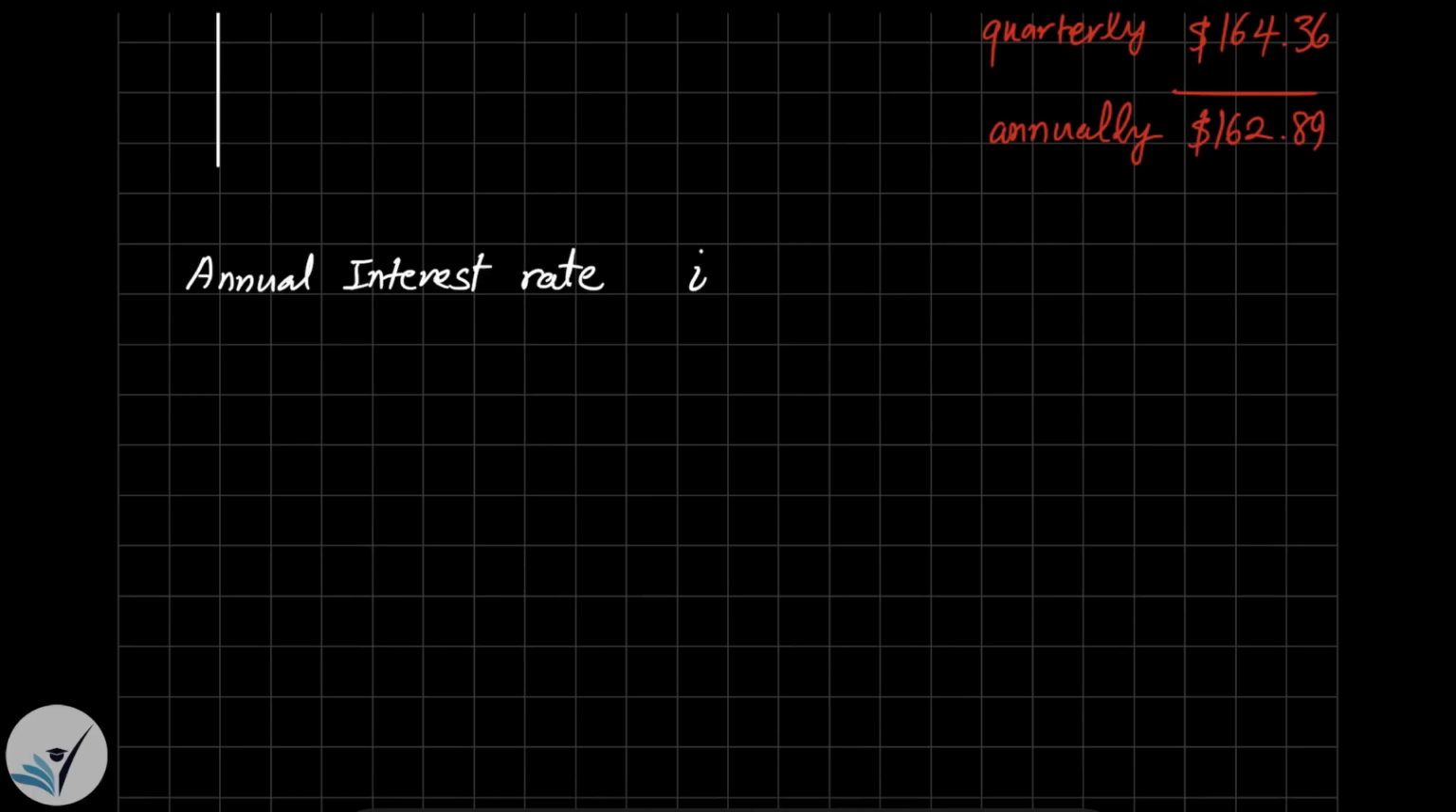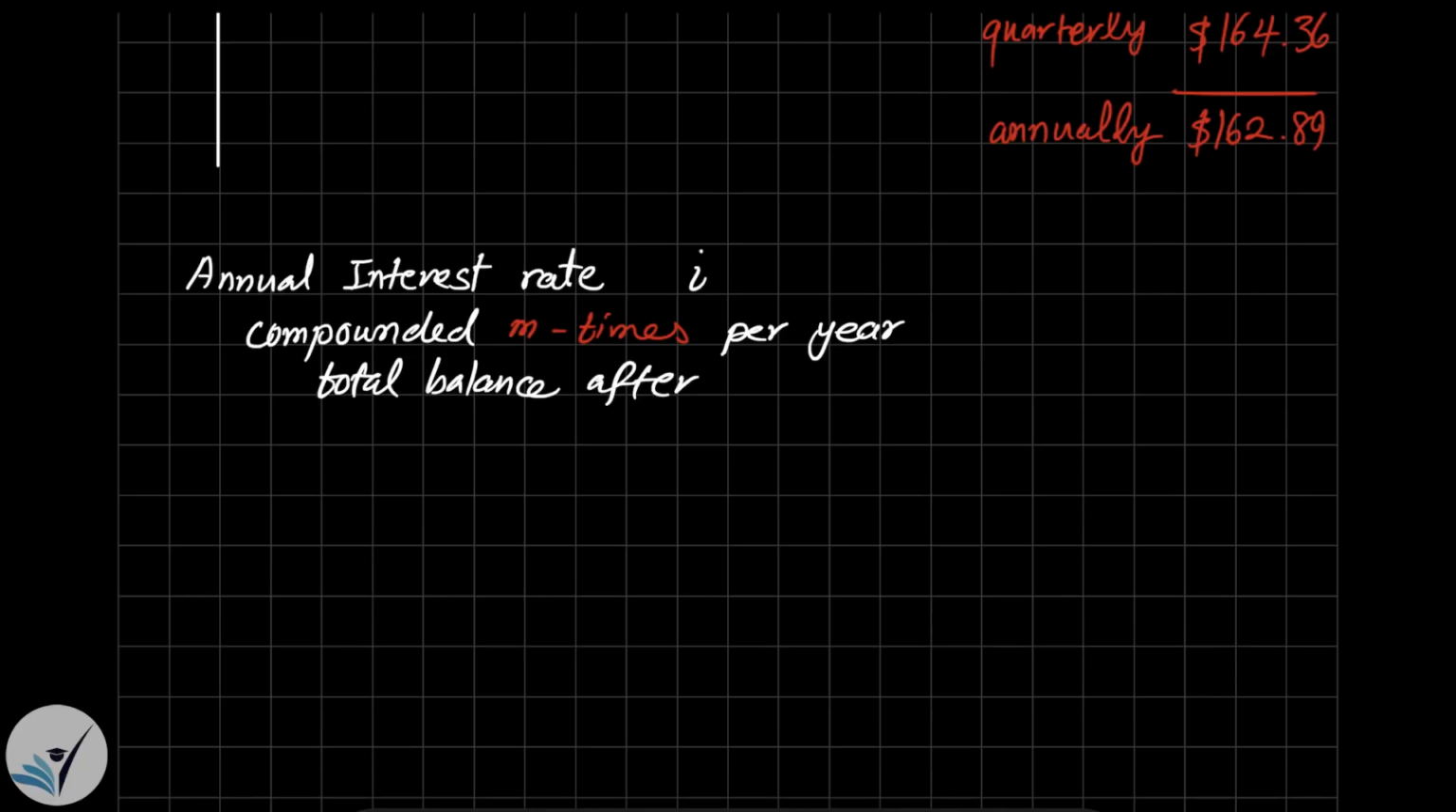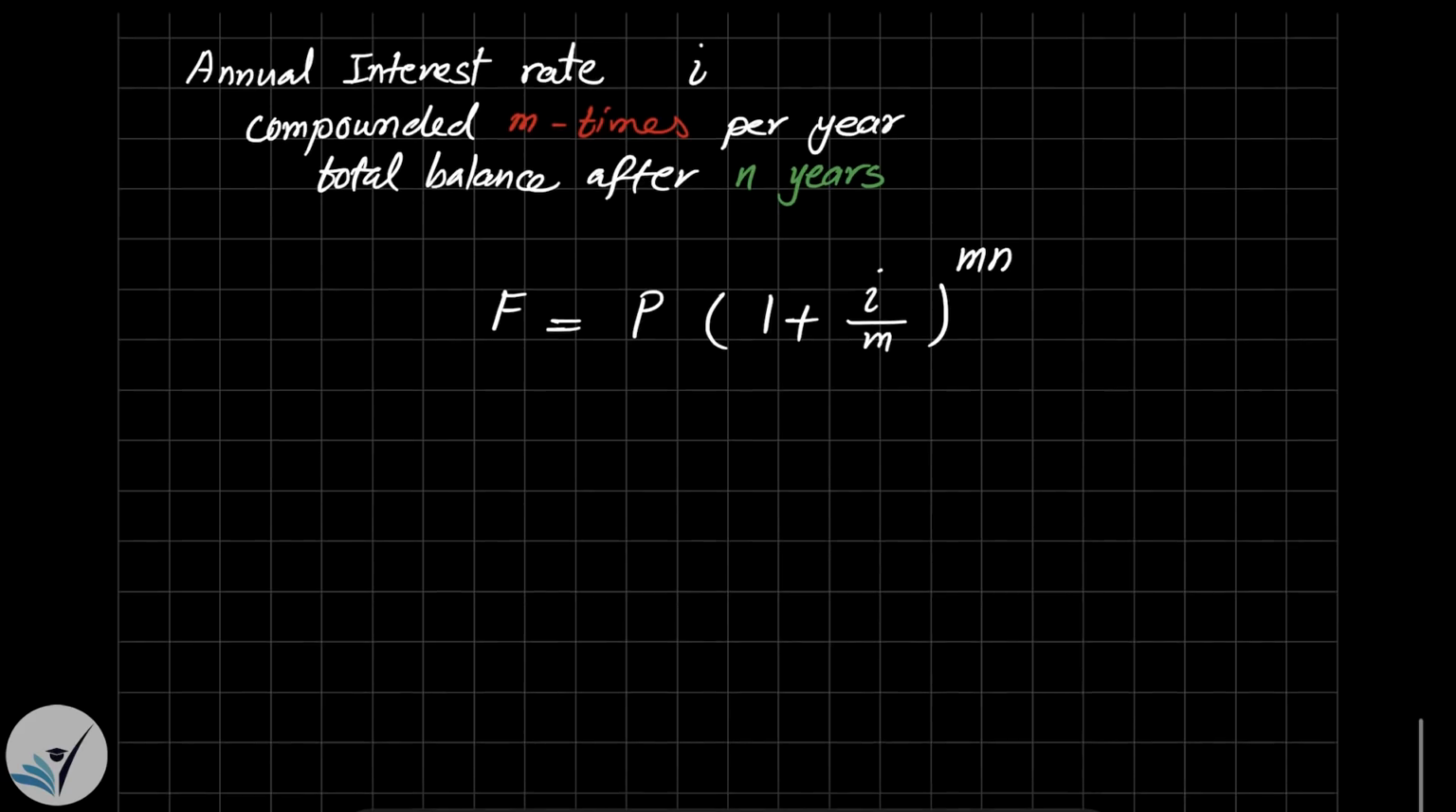which is compounded M times per year, if you wanted to calculate the total balance after, let's say, n years, this is the equation you need to use. The total balance F is equal to P times 1 plus I divided by M to the M times N. And this F here is the total balance after n years.